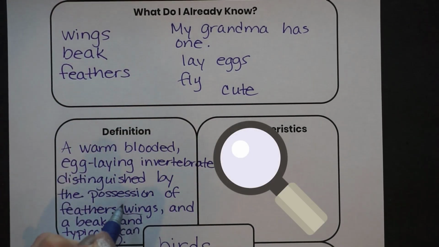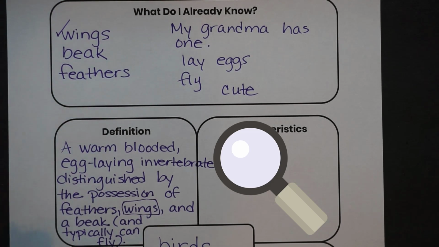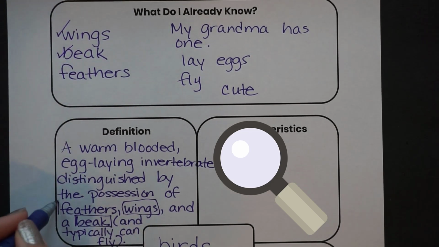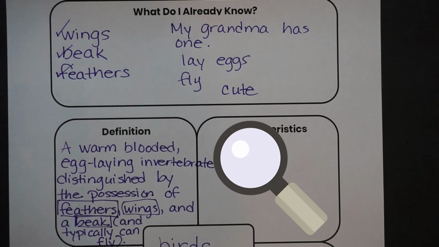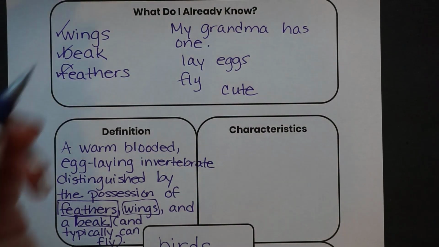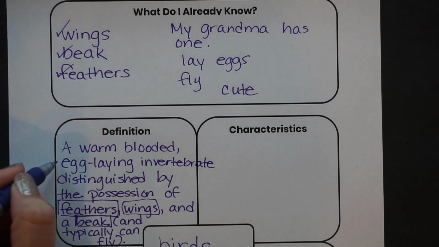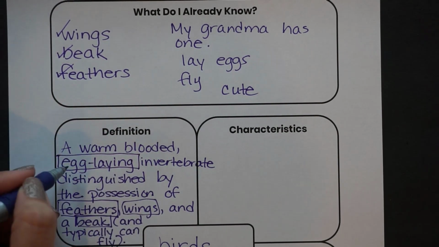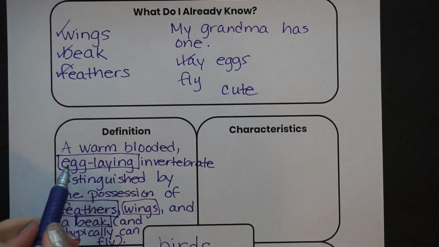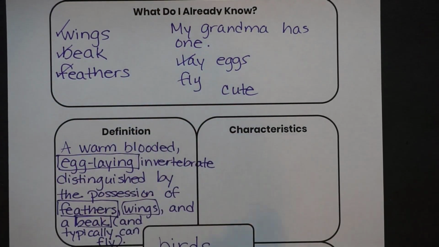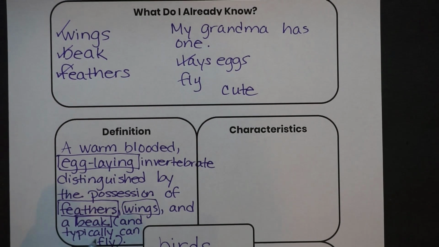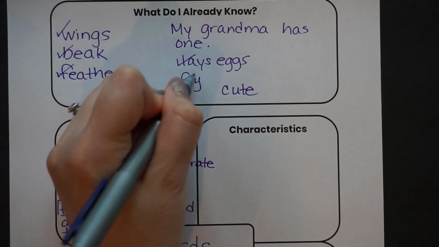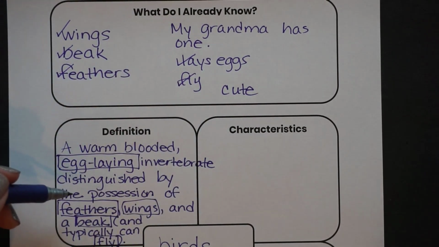Oh, I found wings. That's up here. I found beak. That's in here. I found feathers. Because warm-blooded egg-laying invertebrate is pretty complex, especially if you're working with younger students or any child that has a language processing or a language disorder. Egg-laying, you may need to talk about, okay, egg-laying is the same as it lays eggs and can typically fly. So you would go and do that back and forth process here.